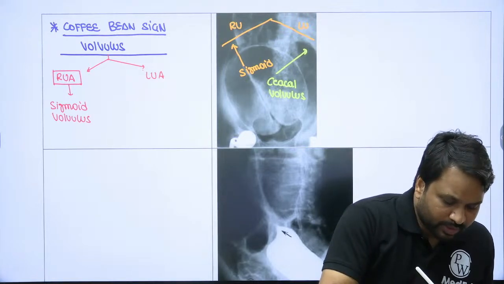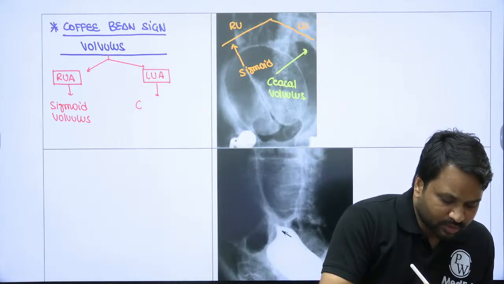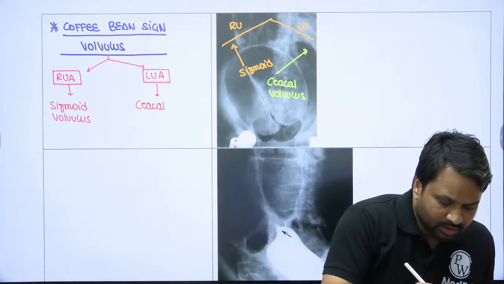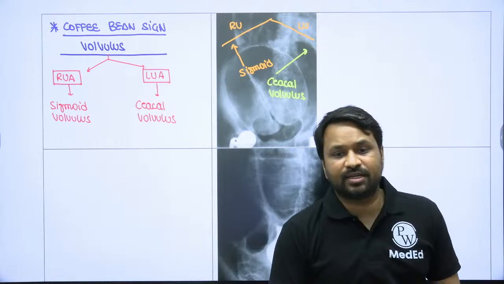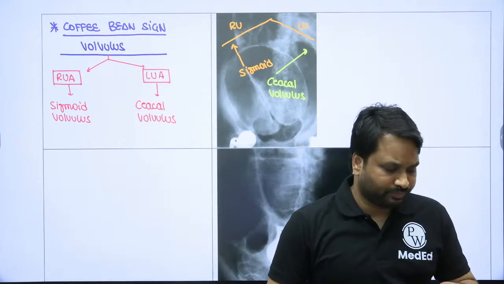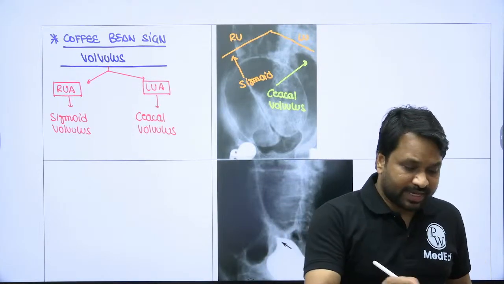If it is going to be in the left upper abdomen, then it is going to be your cecal volvulus, right? So this is what you have on the volvulus. The same thing on a volvulus.